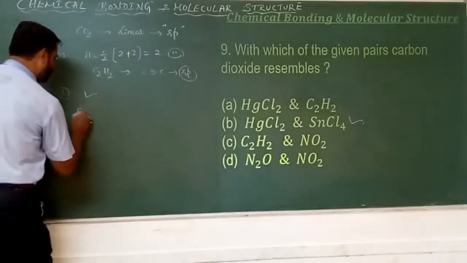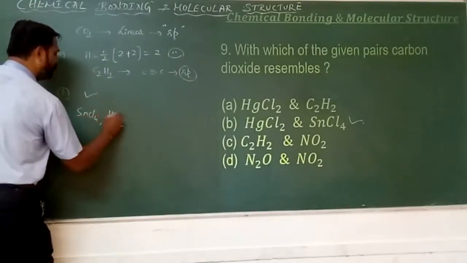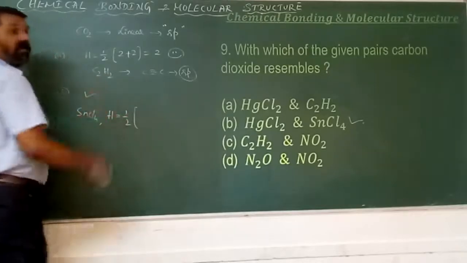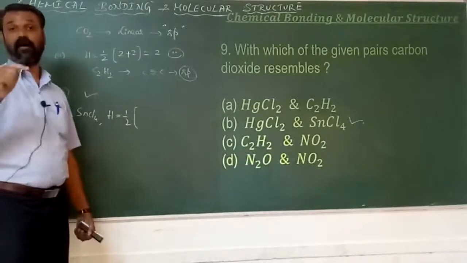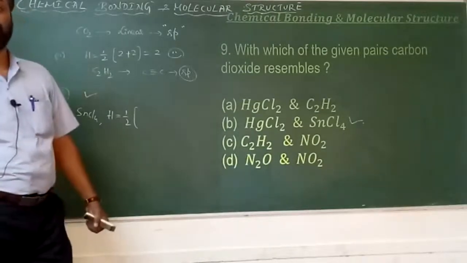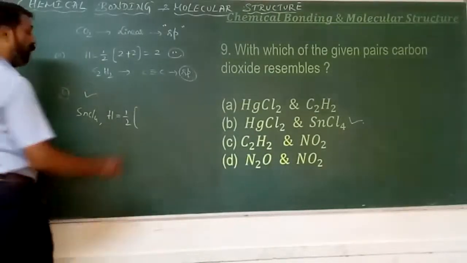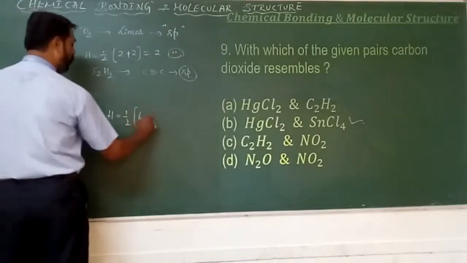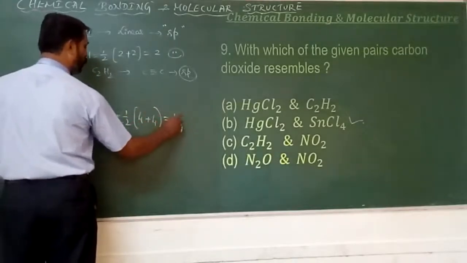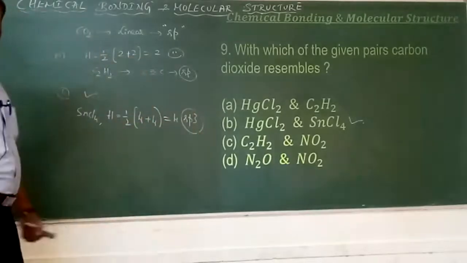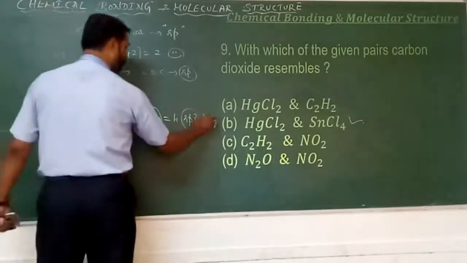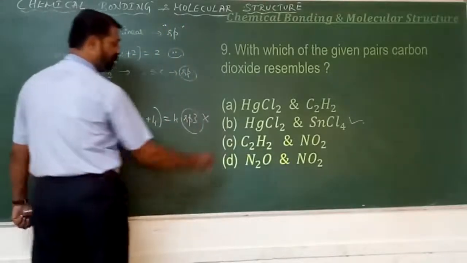In case of SnCl2, let us take H equal to half of... Tin belongs to the carbon family: carbon, silicon, tin. So if it is tin, like carbon, it has 4 valence electrons. SnCl4 means it is 4, which refers to sp3. Therefore, it is not an example of sp hybridization.